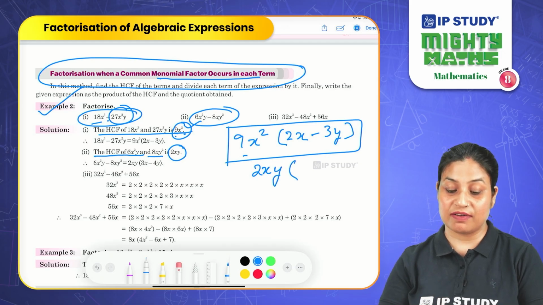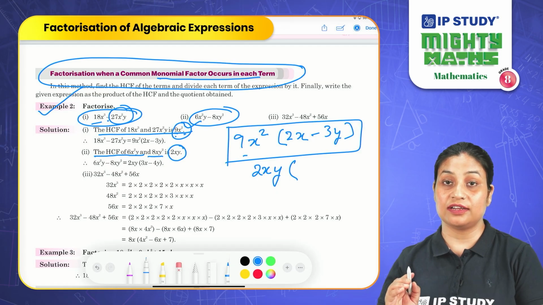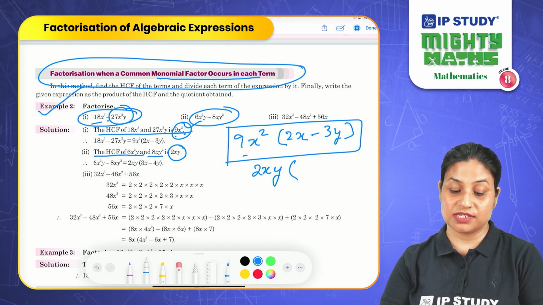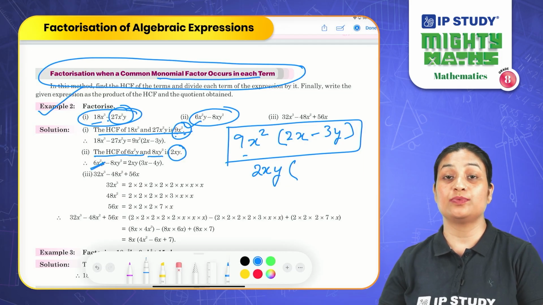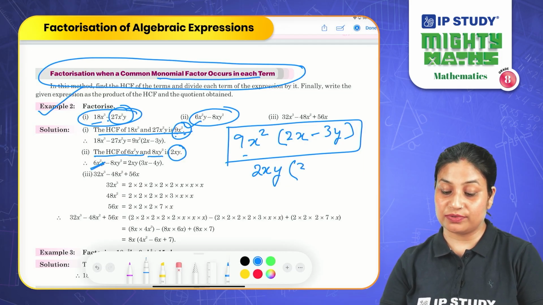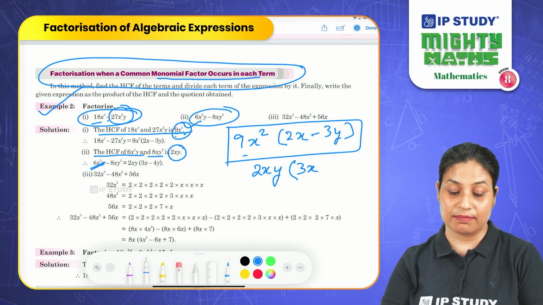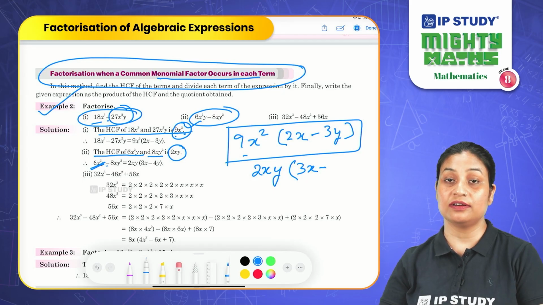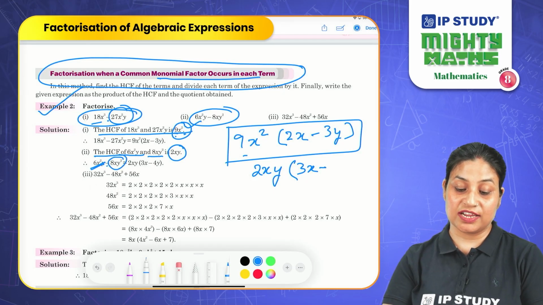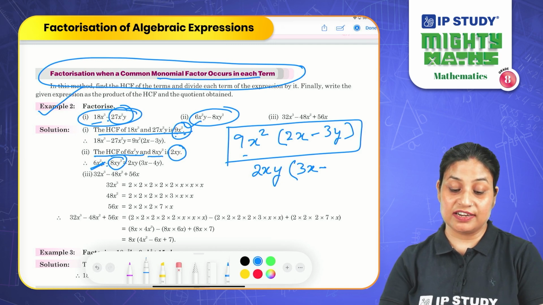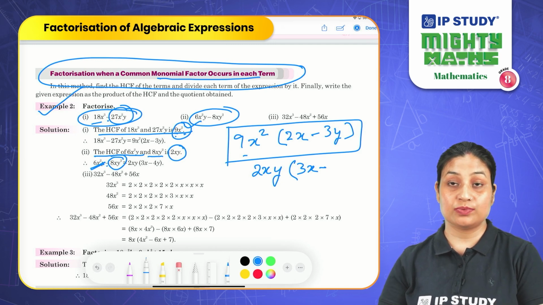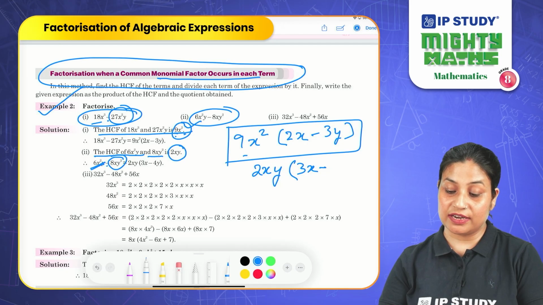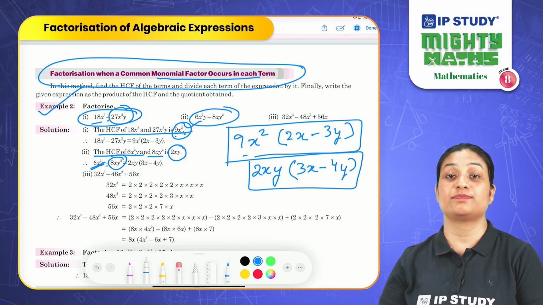Next step is, whatever HCF you have got, now divide each monomial by it and write the result in the bracket. So the first was 6x²y. If you divide 6x²y by 2xy, what will you get? You will get 3x. Then you have a minus sign over here. Put the minus sign over here. Then the next monomial is 8xy². Divide this 8xy² by 2xy. What will you get? You will get 4y, right? So this is the required expression.